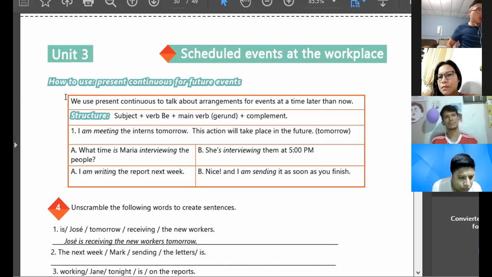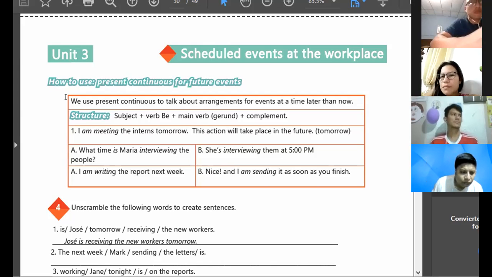Excellent. Thank you very much. So we use present continuous to talk about arrangements for events at a time later than now, okay? Not only for now, but for a time later than now. Now let's see the structure. Can you read the structure, please? Let's see, Kevin.